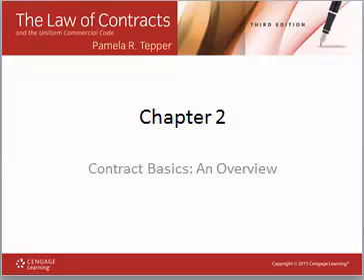At the end of this chapter, you should be able to understand the legal terms used in the contracting process, recognize the general elements of a contract, describe the different classifications of contracts, understand the concepts of quasi-contract and unjust enrichment, and distinguish between a void, voidable, and an unenforceable contract.